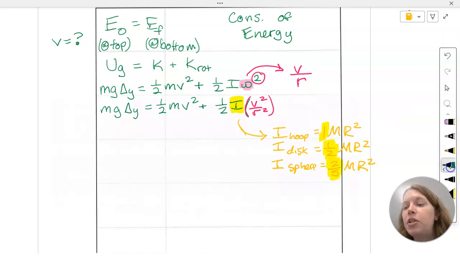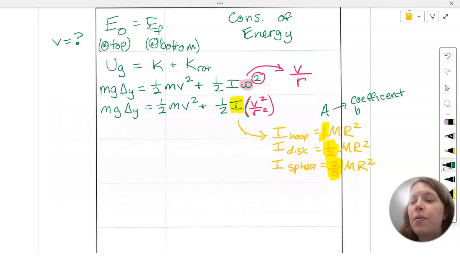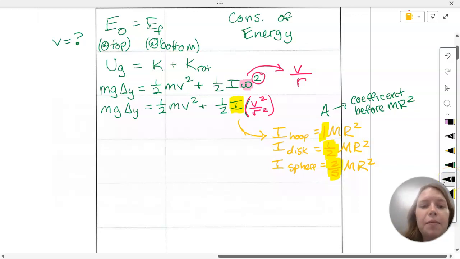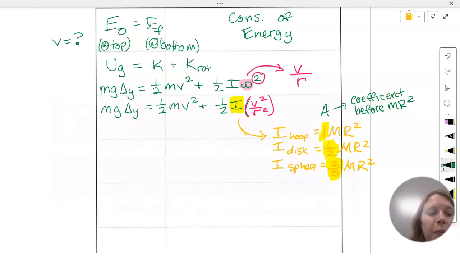So I'm going to call this coefficient A. A is the coefficient for this number, this fraction, before mr squared for the moment of inertia. And you'll kind of see why I do this and how it makes a difference as we go along. So trust the process. So we'll pick up where we left off.